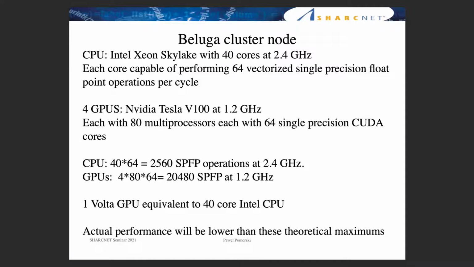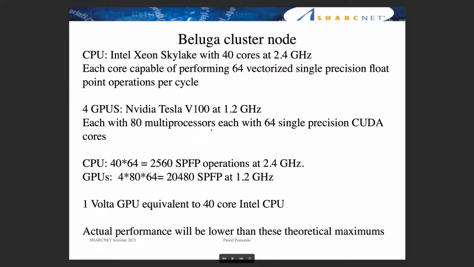Now, each one of these cores is capable of performing 64 vectorized single precision floating point operations per cycle. And by the way, if you prefer to use double precision, just divide everything by 2. So 64 vectorized single means 32 vectorized double. But anyway, a single core can do 64 vectorized single precision. So the whole CPU can do 40 times 64, which is 2,500 single precision floating point operations per cycle. And this chip runs at 2.4 gigahertz. So this lets us know how many operations it can do per second. If we compare it to the NVIDIA Tesla GPU, each node has 4 GPUs in it. Each one of these runs at 1.2 gigahertz.